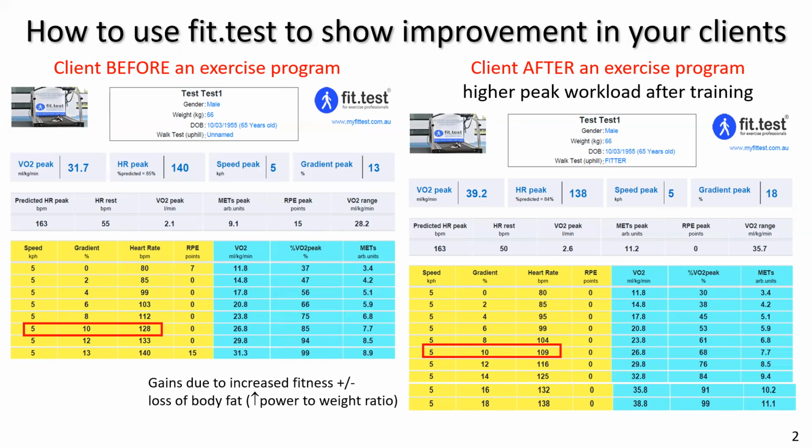Now, if we just take very basic causes of improvements in fitness or improvements in VO2 peak, estimated VO2 peak, it could be due to increase in fitness, so fitness of the heart, fitness of the skeletal muscles involved in that exercise, not so much fitness of the lungs. Plus or minus a loss of body fat. For example, in those who need to lose some body fat, just the ability to lose some body fat but still retaining good muscle will improve the power to weight ratio and improve performance on a treadmill like this.